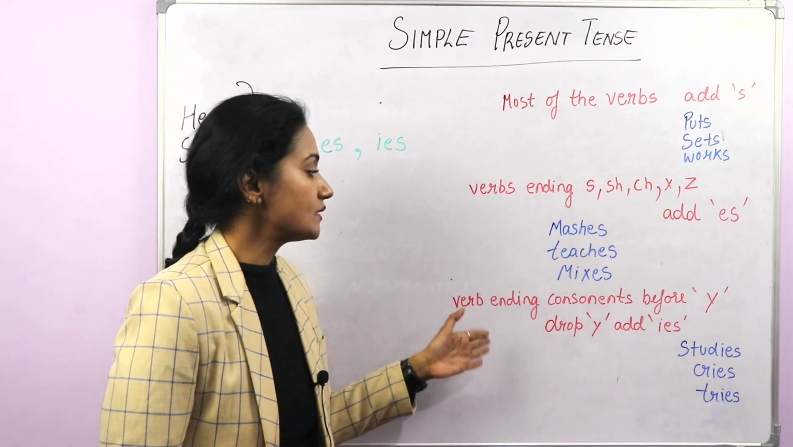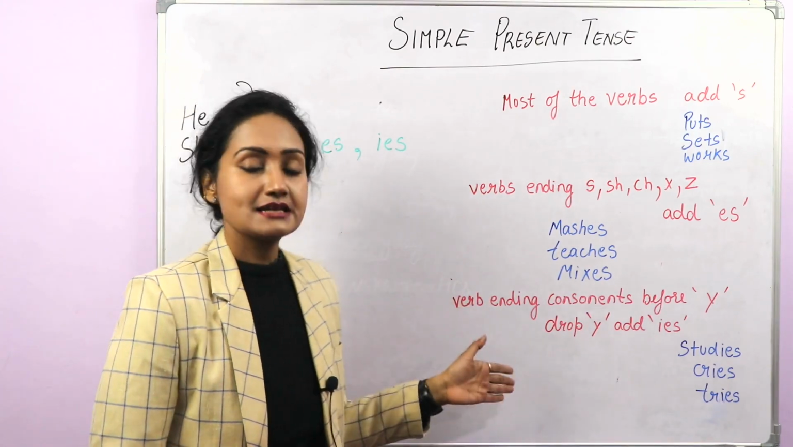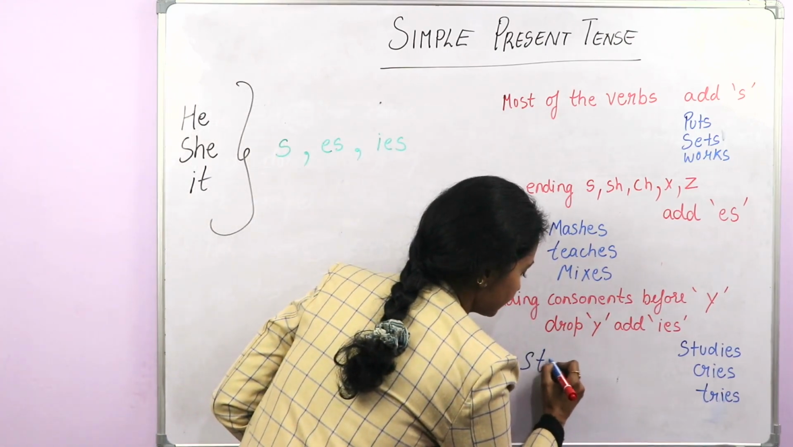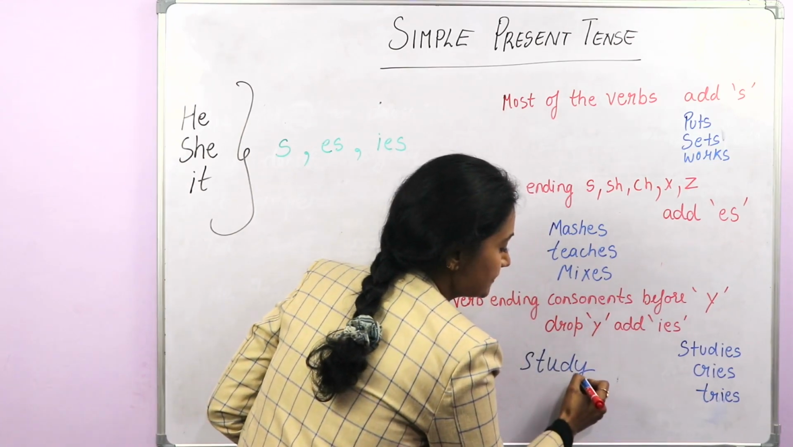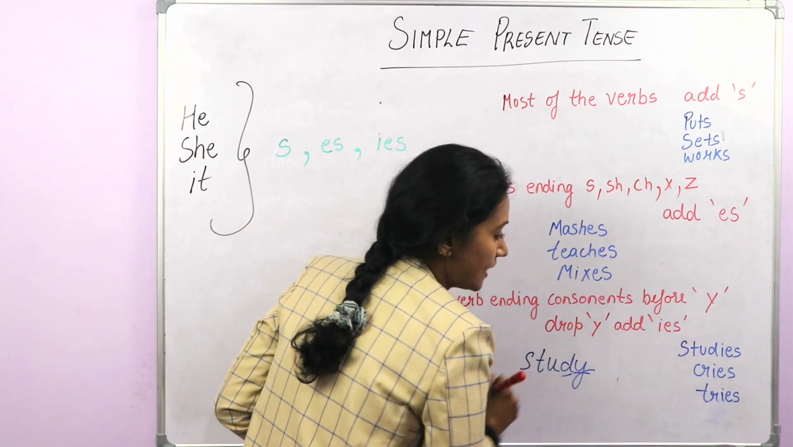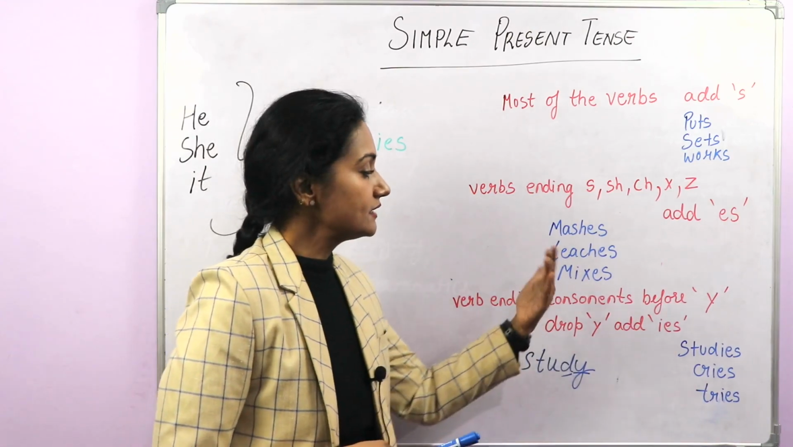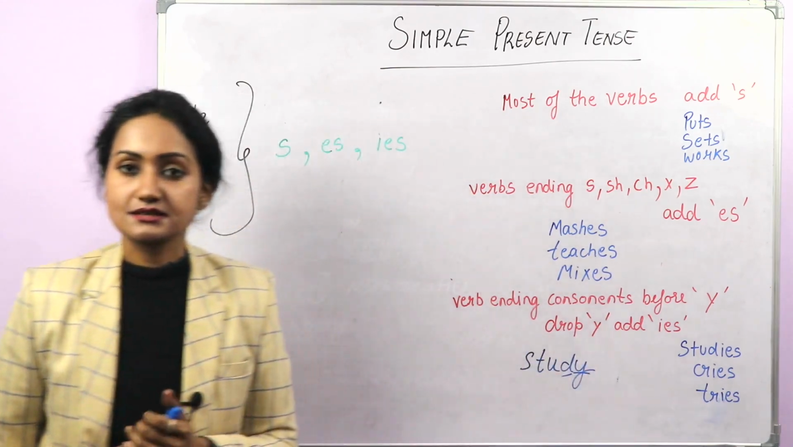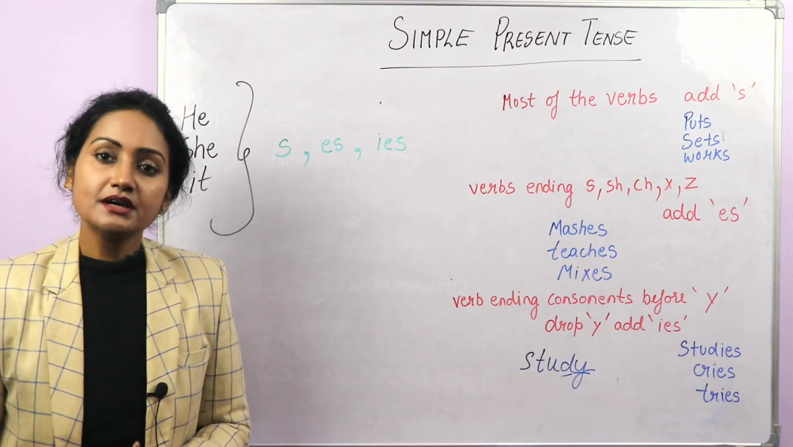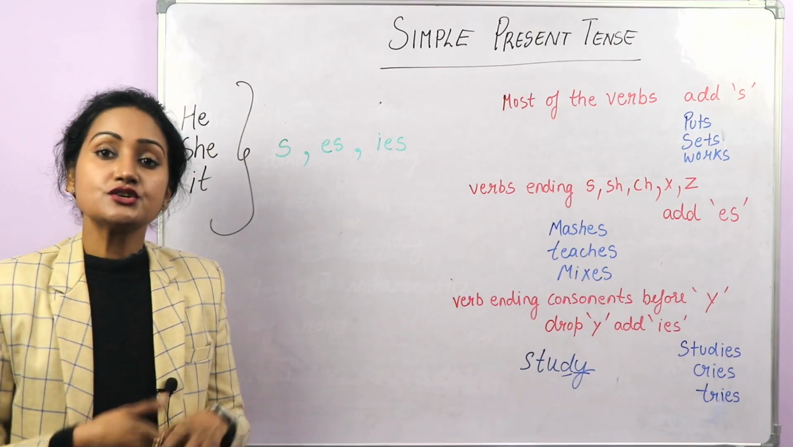Okay, now next is verbs ending in a consonant before y. What you have to do is drop the y and add ies. For example, study. Okay, so before y you have a consonant. So what you have to do is just remove this y and add an extra ies. So in place of study it will be studies, cries, tries. So this is the place where maximum people make mistakes. Okay, so please understand it properly and practice it as much as you can so that you don't make these kinds of mistakes.